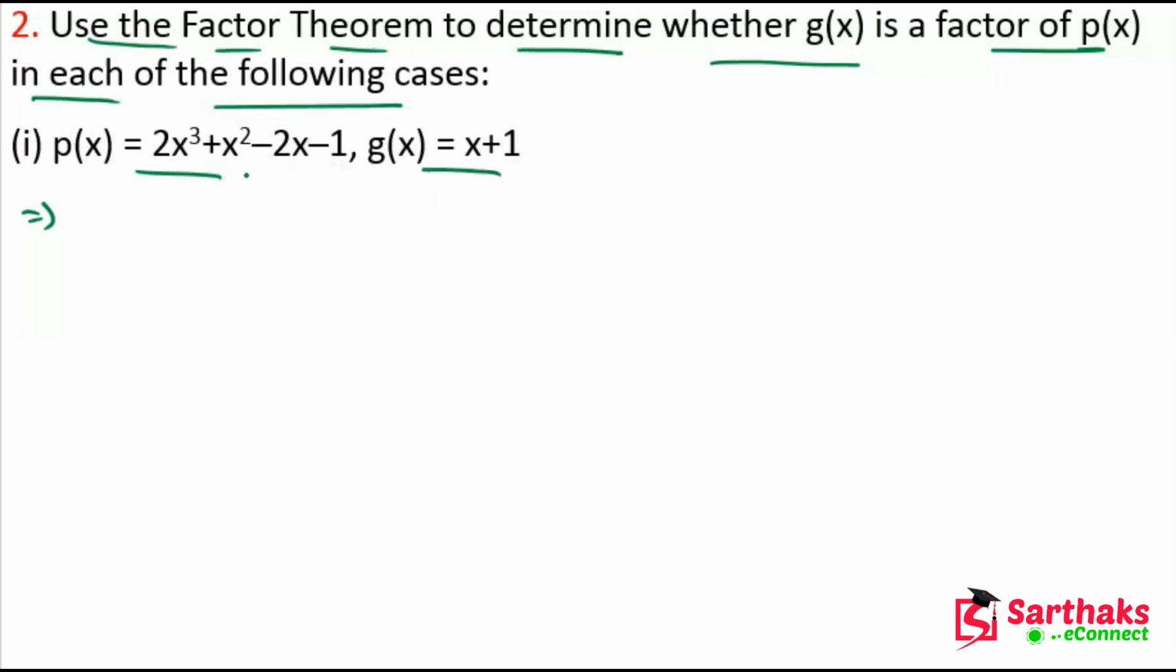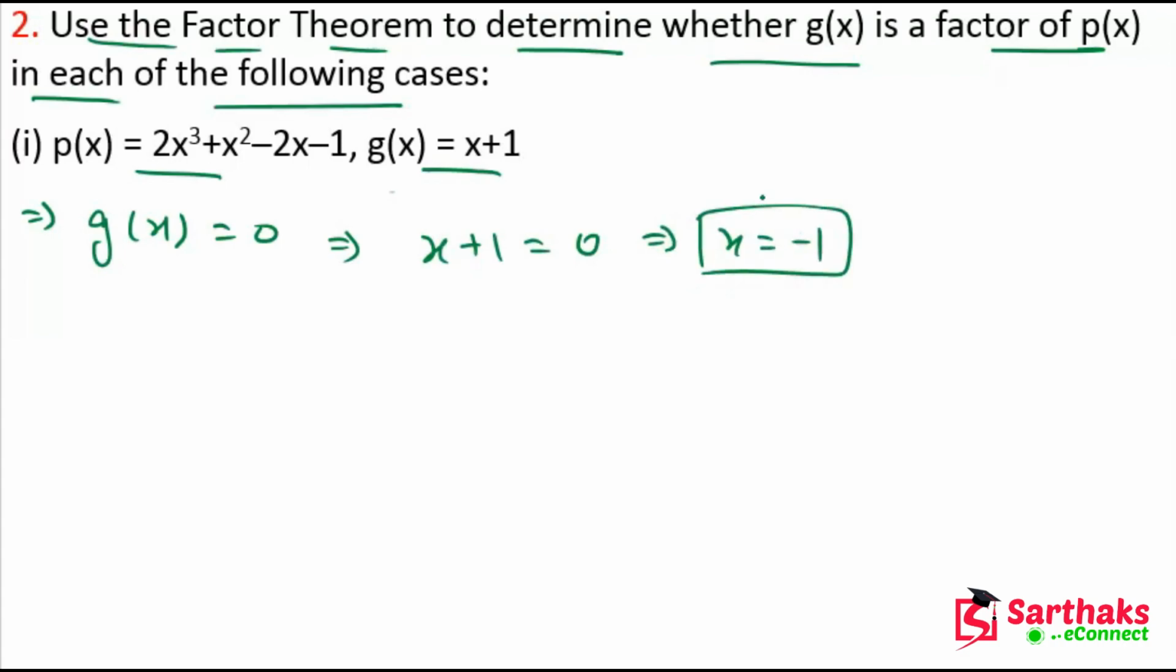So for checking whether g of x is a factor of p of x, we have to put g of x equal to 0. So here we get x plus 1 equals 0, so x equals minus 1. Now we have to place this value in the equation. So we have to find p of minus 1. If this is equal to 0, then we can say that g of x is a factor of p of x.